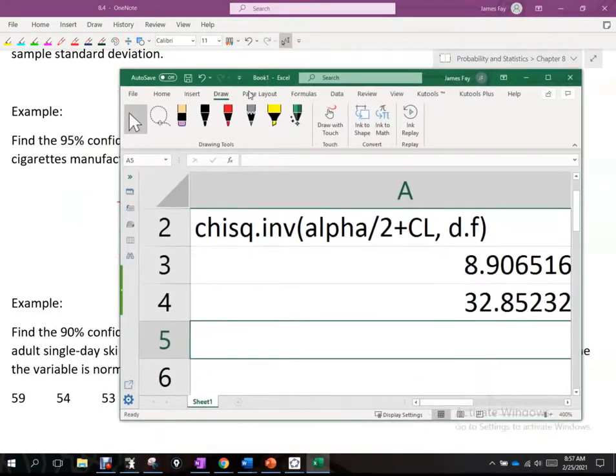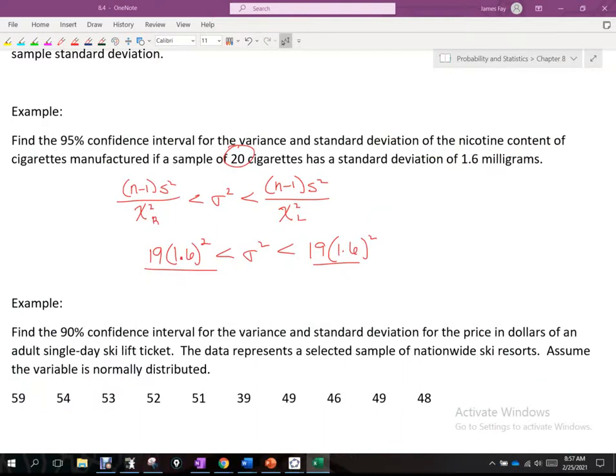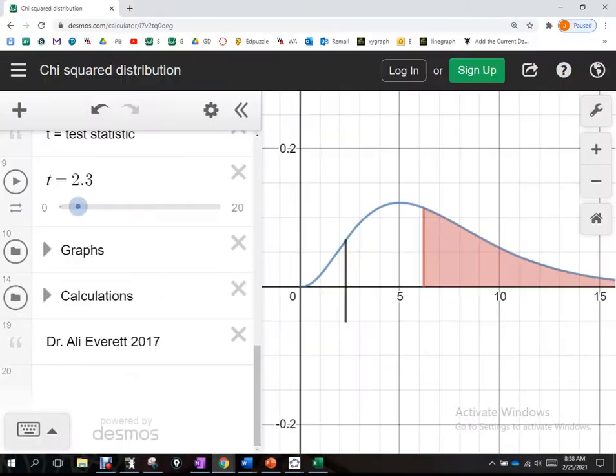Okay, so I'm going to record those. So 8.906 and 32.85. So I know the larger one has to go here. The 32.85 needs to go there, and the 8.91 needs to go there. I always need the larger of the two chi-square values to be that first denominator. And now it's just a matter of plugging those in to whatever calculator you want to use.